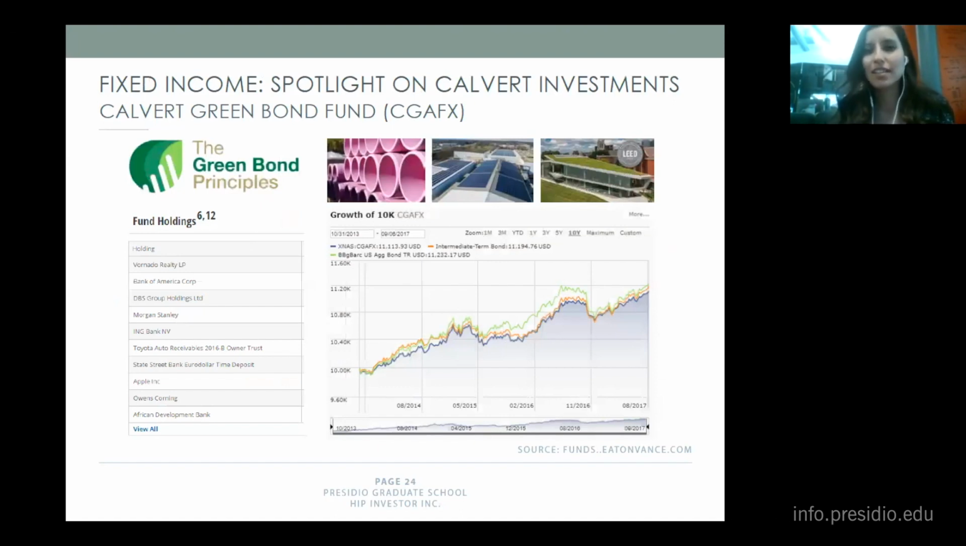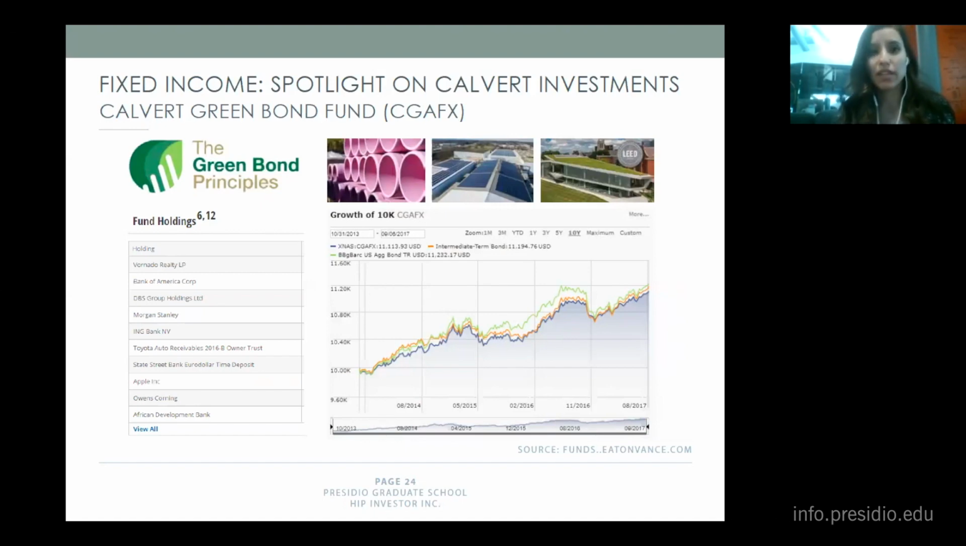So a separate asset class from equities. And we're starting with a spotlight on CALVERT investments. So CALVERT, recently acquired by Eaton Vance, is an investment management firm focused on their mission of stewarding capital responsibly. And so their approach includes analyzing companies based on financial and non-financial information that includes various ESG factors. They focus on finding companies that are creating positive impact in society while, of course, producing competitive investment returns.